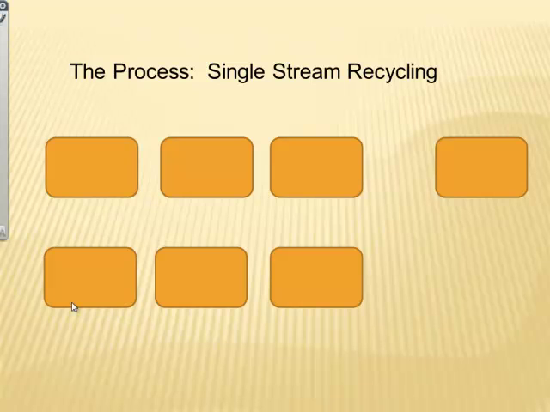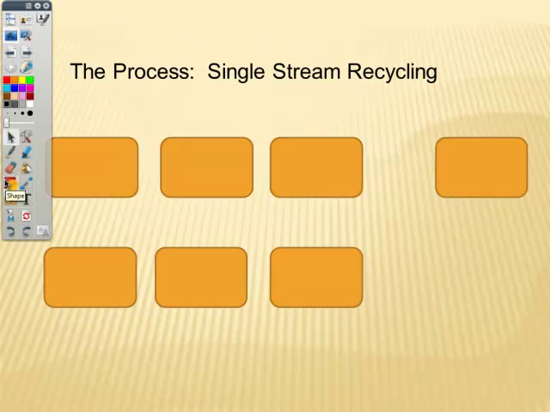So what do we got to do? We got to go back and say, okay, if we're going to recycle, let's look at the process of recycling. The most common type of recycling is what we call single stream recycling. Single stream recycling is where you take all of your recycled products and put them together in one container, usually a recycle bin. We're going to get into this in great detail.